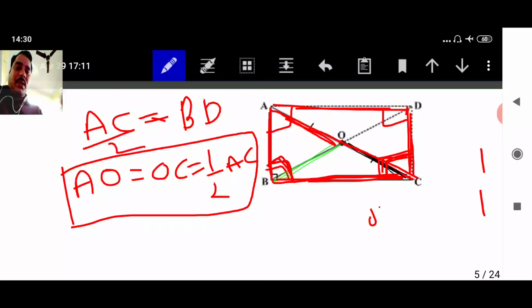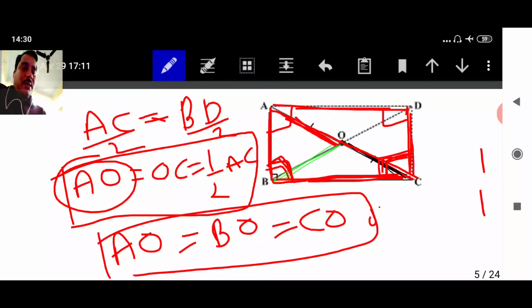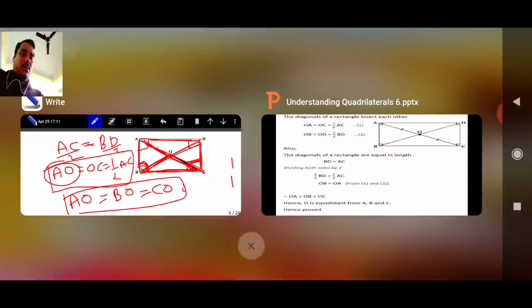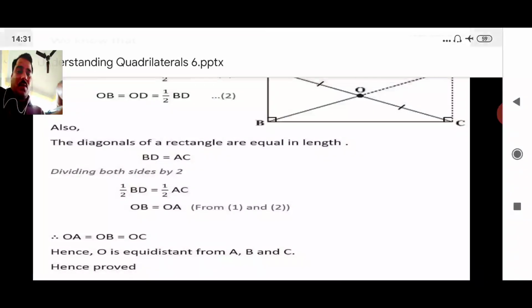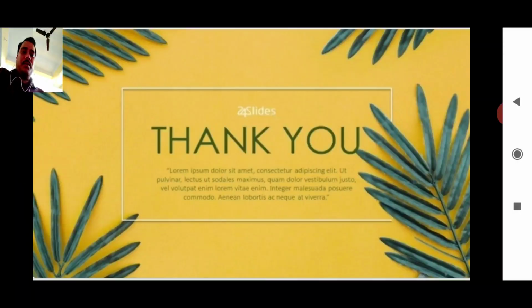Half AC equals half BD. Half AC is known as AO and OC, and half BD is known as BO. So applying here, 1 by 2 BD equals 1 by 2 AC, OB equals OA. So OA equals OB equals OC. Hence O is equidistant from points A, B and C. I hope it is clear to you. Thank you very much.